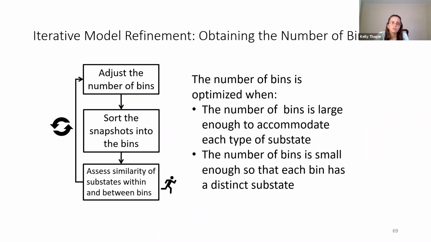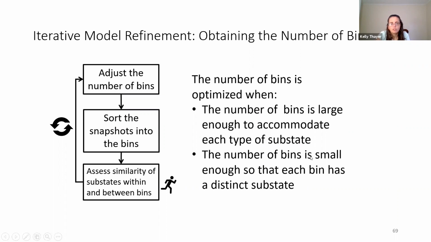So what we would do is guess the number of bins. We would then sort the snapshots into the bins. Then we would assess the similarity of substates within the bins. That's basically going to be a fitness measure. Here we're iterating over this as many times as needed.